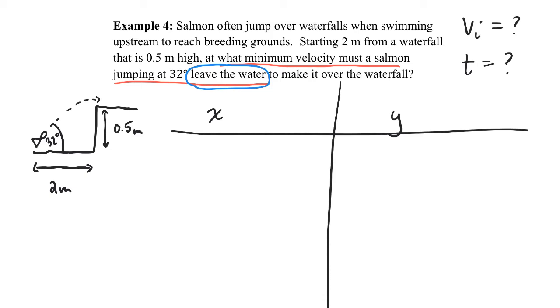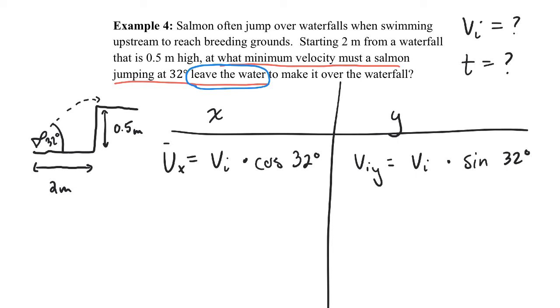Every problem we've done, of which it's just been 3, and then the one we did in class for the demo, we've known the VI value every time. This is one example where VI is not given. But we can write that V bar x is whatever VI is, we don't know, times the cosine of the angle. And the Vy is going to be whatever VI is times the sine of that angle. Since I know the angle, I can plug those values in if I want to.